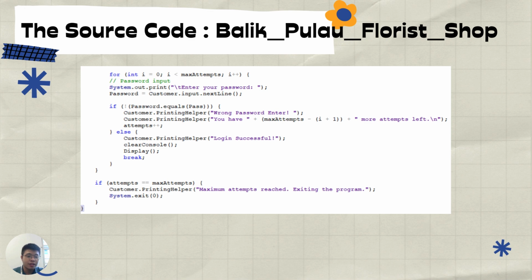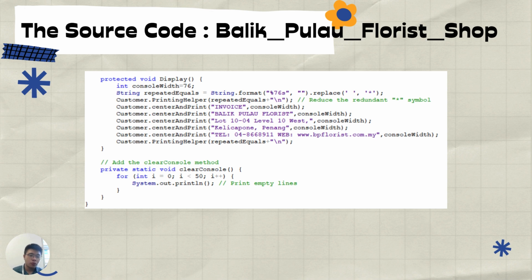Then the next thing is we set the attempts. If it is equal to max attempts, it will display maximum attempts reached, exiting the program, and then it will call System.exit(0).